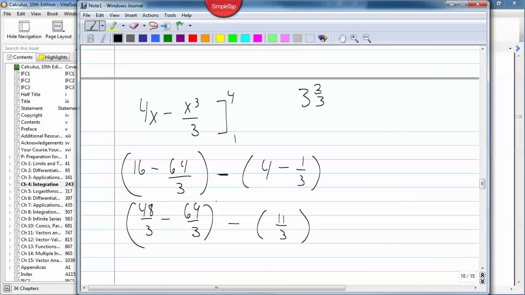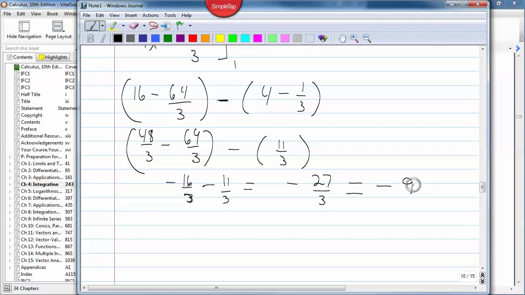Alright, so that will be 16, negative 16/3 minus 11/3, or negative 27/3, which is negative 9. So the actual area is negative 9.